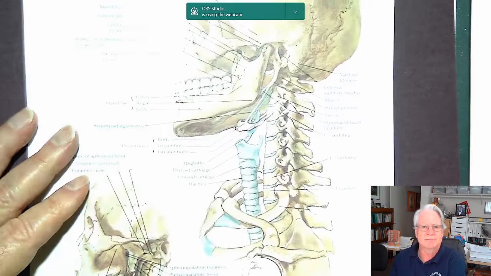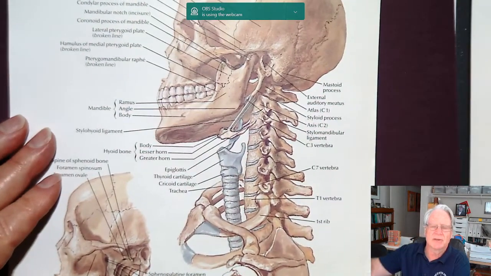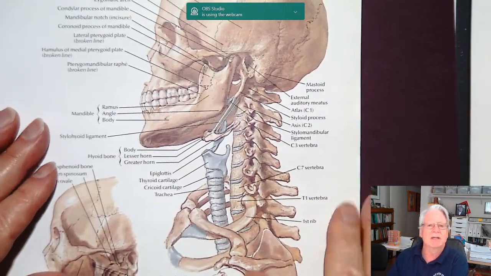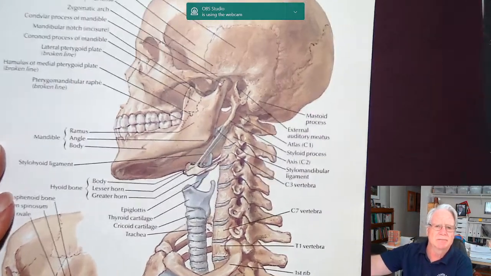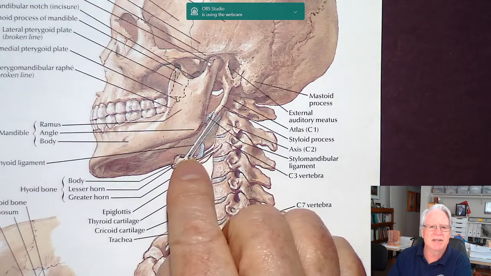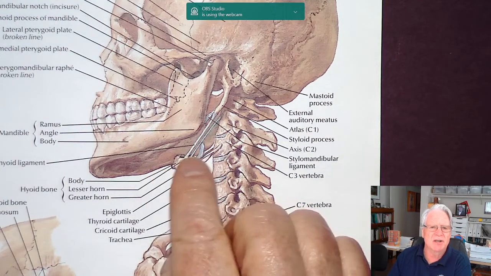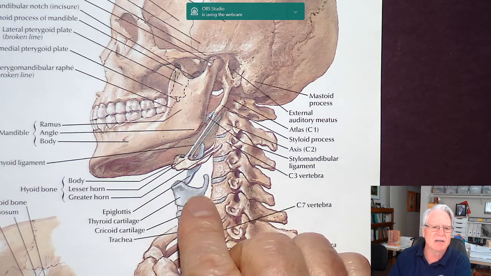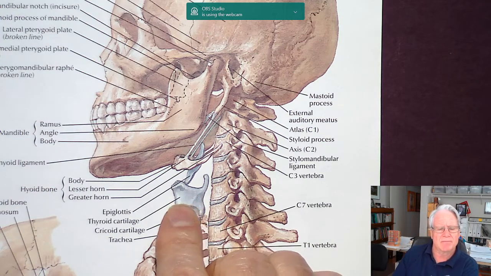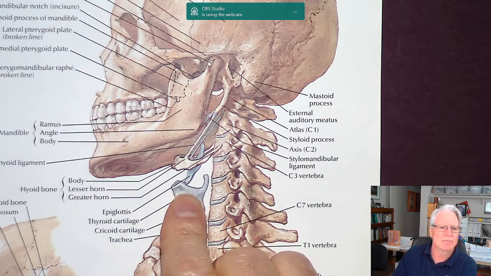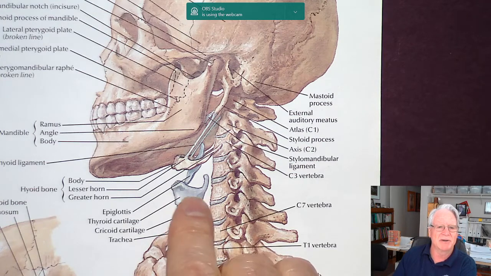Now, there is the hyoid bone. And the hyoid bone is sitting here. This is another drawing from Netter. There it is. That's the hyoid bone right there. And as you can see, it's just underneath the jaw and just above the larynx. Okay.